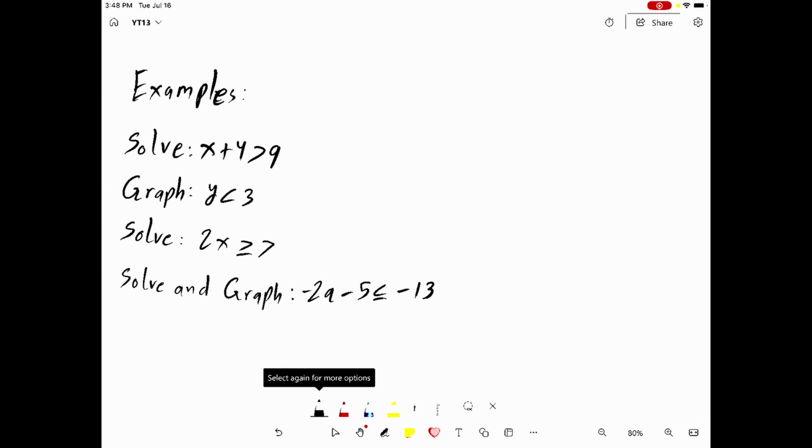Today we have 4 examples just to be a little more thorough. That's basically it. Let's start with the first example. x plus 4 is greater than 9. So x plus 4 is greater than 9 is easily solved.